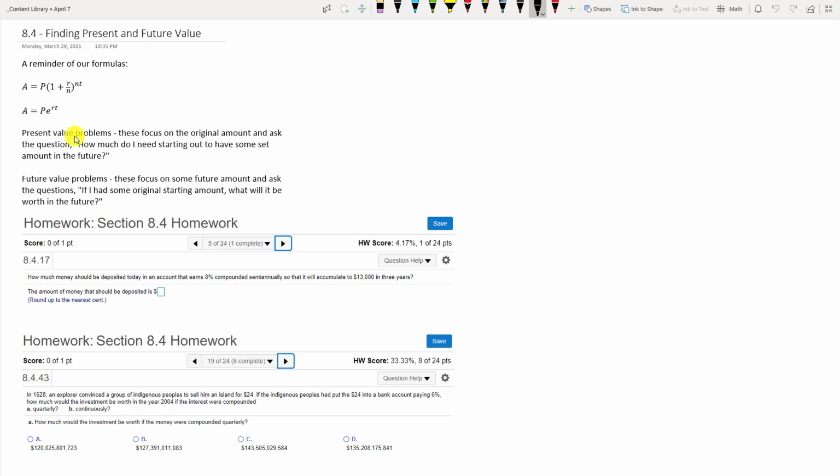Future value problems focus on the future amount and say, if I have some original starting amount, let's say I have $10,000 today and I put it in the bank for 5 years, what will it be worth in the future? So that's the two different problem types we're going to work here.